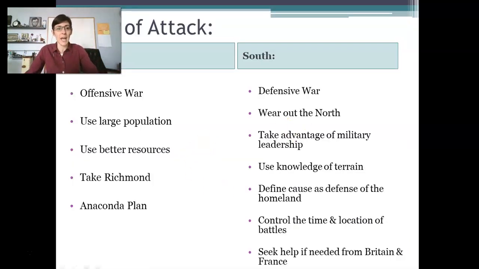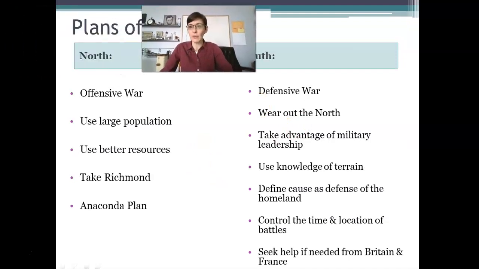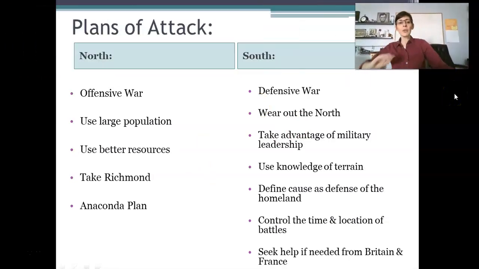All right, so plans of attack. This is the basic overview here, plans of attack. So North, they're looking at an offensive war, all right? They have to go into the South to defeat it, right? They're going to use their larger population. They're going to use their better resources. They want to take Richmond, and they're going to use this thing called the Anaconda Plan, which I'm going to explain in more detail in the next slide.